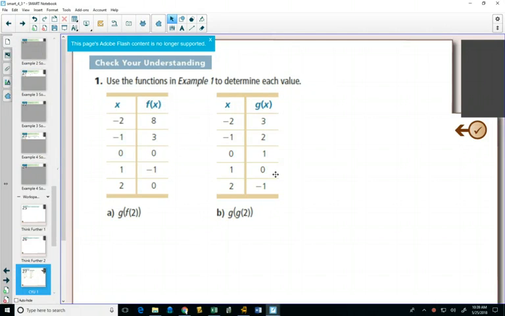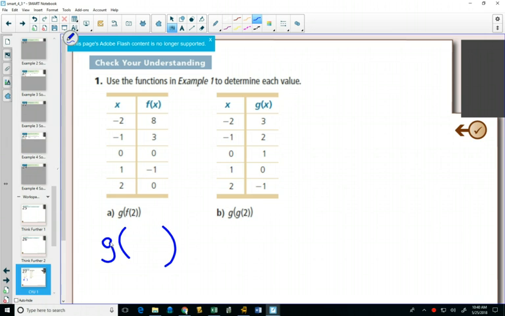So imagining this is our first machine, which is f of x, and this is our second machine, which is g of x. And we want to find g of f of 2. So the first thing we're going to find is what f of 2 is. Just like order of operations, we work from inside the brackets first.